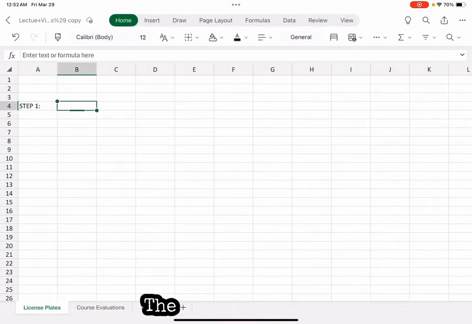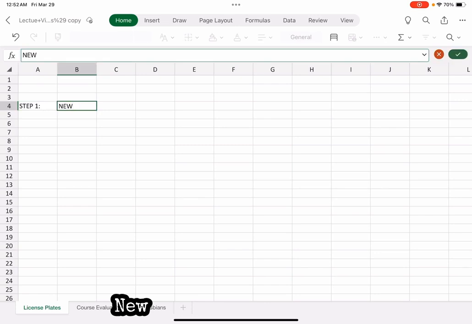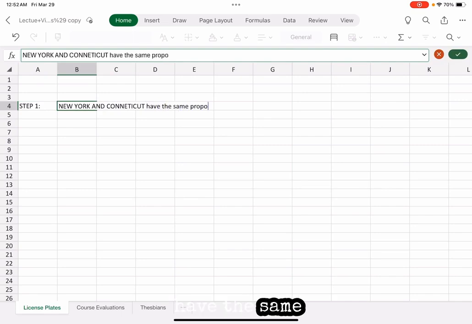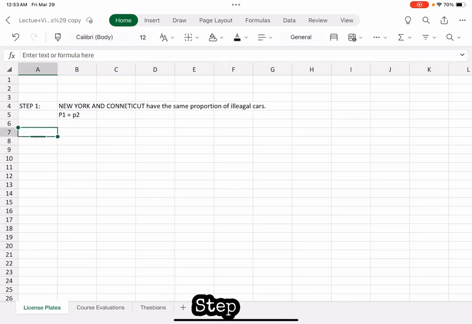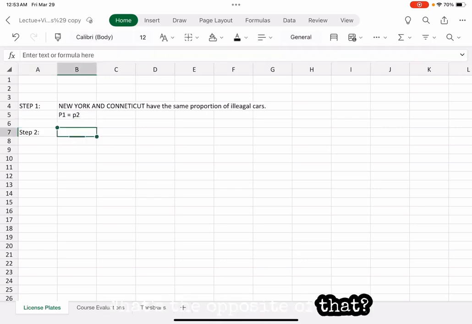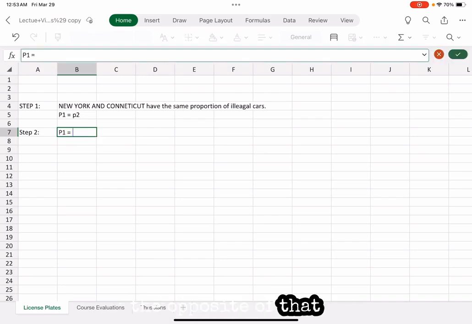Step 1, the original claim. New York and Connecticut have the same proportion of legal cars. The notation for that one is P1 equals P2. All right, step 2. What's the opposite of that? It's not saying Connecticut has more or New York has less. It's saying they're equal. The opposite of that is P1 does not equal P2.